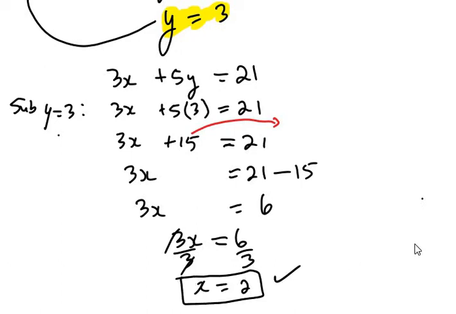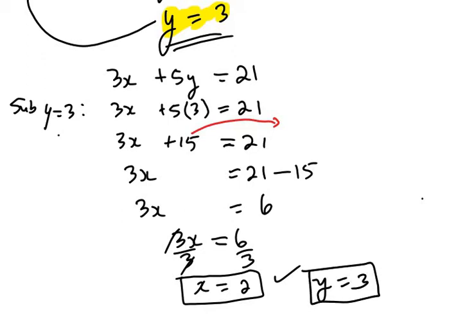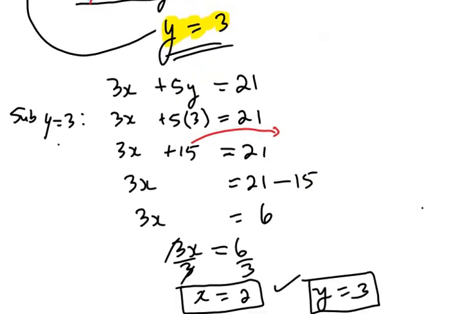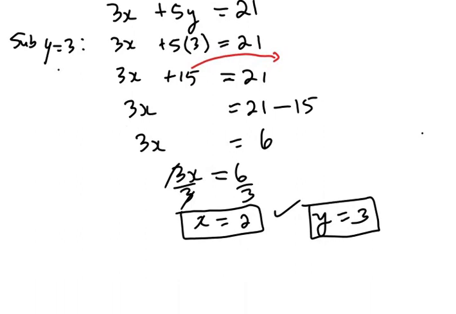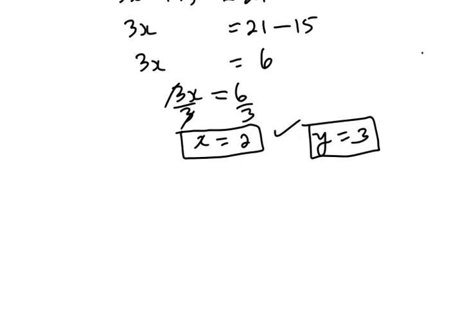x equals 2. So we found the value of x and the value of y. And we had y here being equal to what? 3. Yes, so we have y equals 3 as well. So that's our two solutions. But what if we're not certain that our answer is correct? Is there a way we can check? How would we know if our answer is correct?